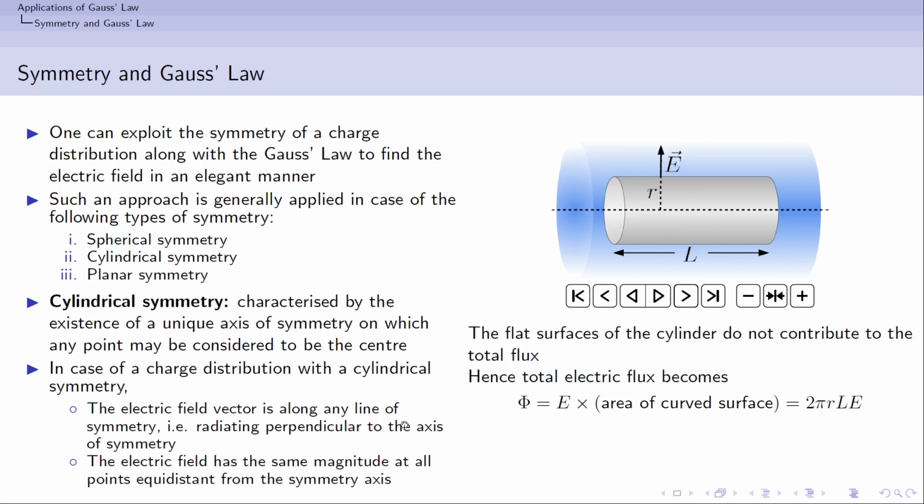Okay. So now just applying the Gauss law, we have 2 pi r L E, this is the total flux. It must be equal to 1 by epsilon naught times whatever is the total charge that is enclosed inside this cylinder. So that's about cylindrical symmetry.